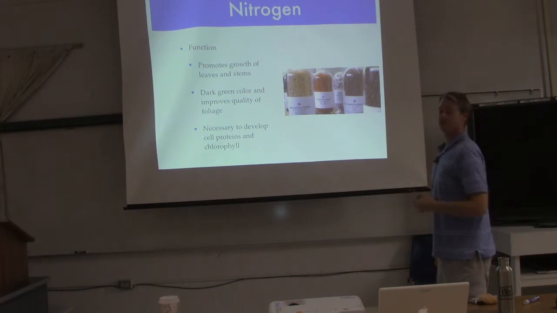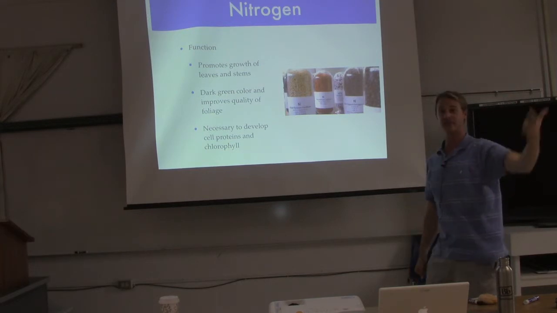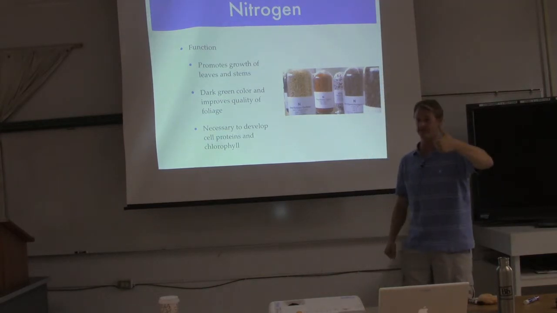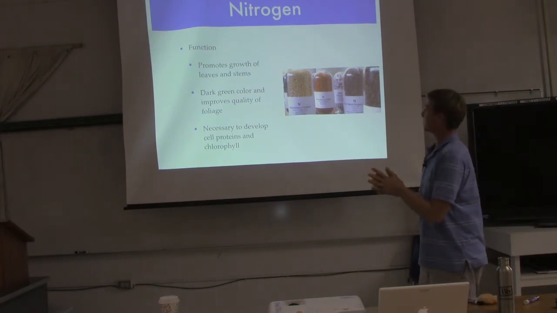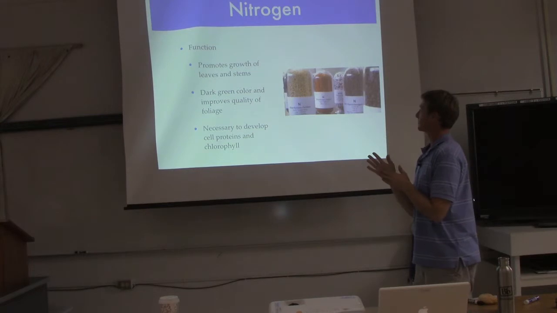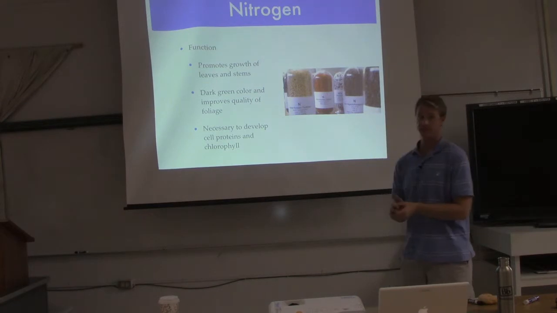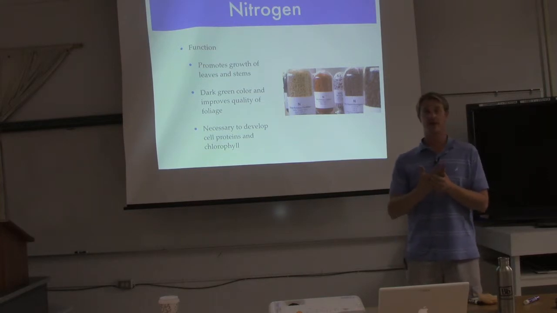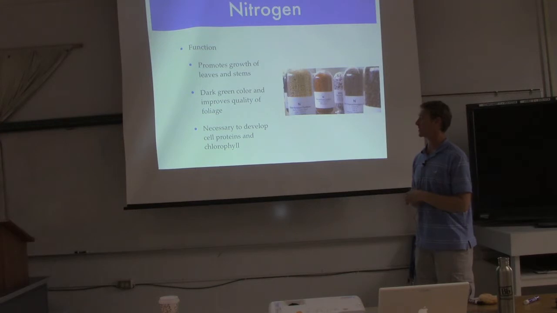Nitrogen. What is question number 1? Function and deficiency. I had a lot of folks last semester just turning in the function or the deficiency. I need to know both, okay? The function of nitrogen: nitrogen promotes the growth of leaves and stems. It gives the dark green color to plants, chlorophyll, energy, and improves the quality of the foliage. Quality, a measure of size, efficiency, and it's necessary to develop cell proteins and chlorophyll.